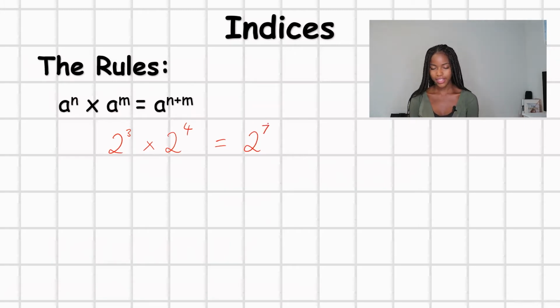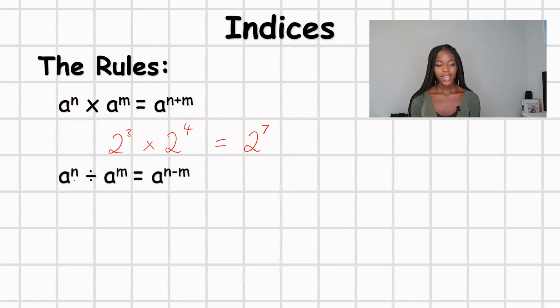Nice and simple. And the same rule applies for division. a to the power of n divided by a to the power of m equals a to the power of n minus m. So if we divide, we just take away the powers. So using the same example, we will do 2 to the power of 7 divided by 2 to the power of 4. We will simply take away the powers. So the base would stay the same, it would be 2. And then 7 take away 4 is 3, so it would be 2 to the power of 3.